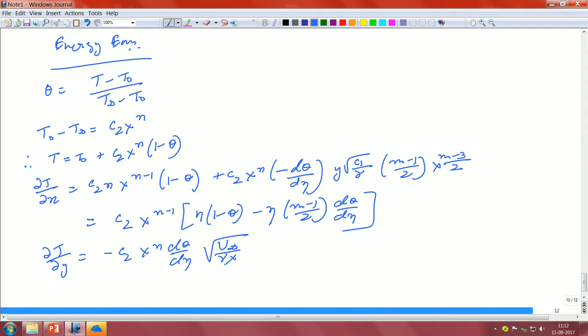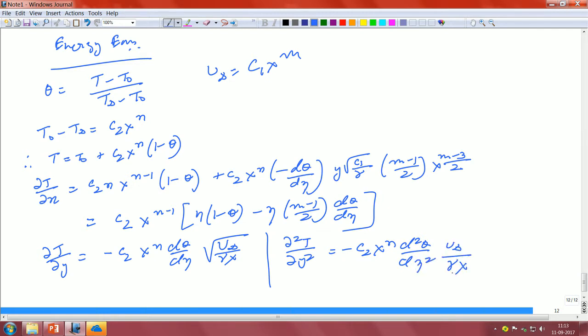So, you understood what we did. It is pretty much just substituting u infinity as and when it is required, because remember u infinity is still given by C1 into x to the power of m. That is how this m comes into the picture, right. Similarly, d square T by dy square is given by C2 x to the power of n d square theta by d eta square into u infinity by gamma x.